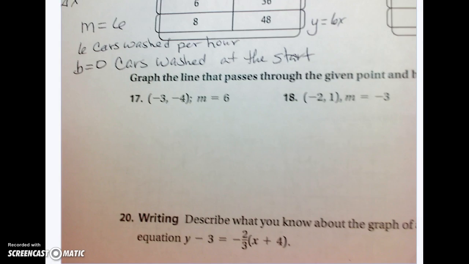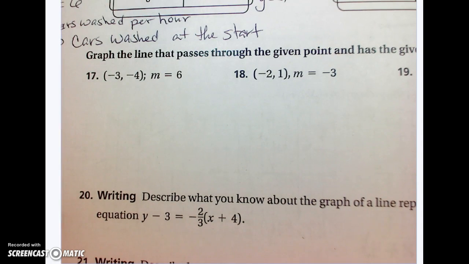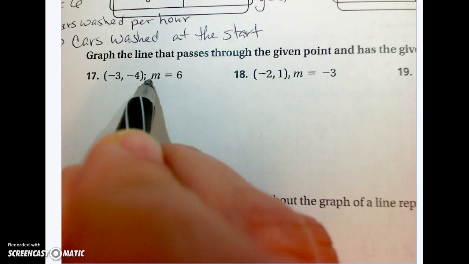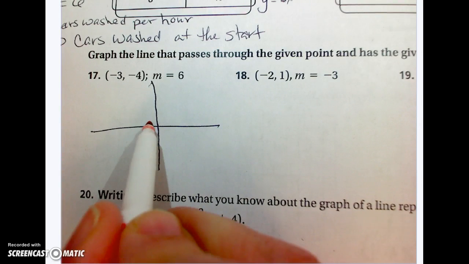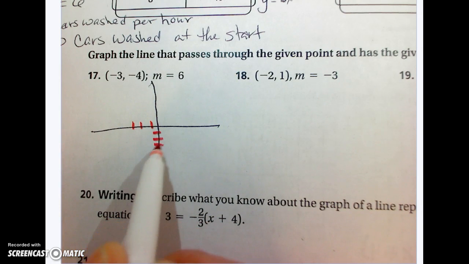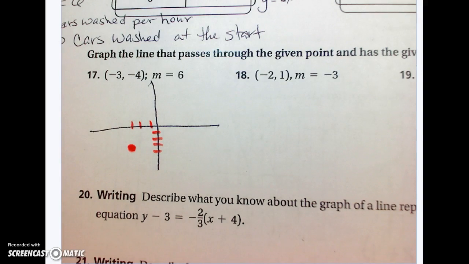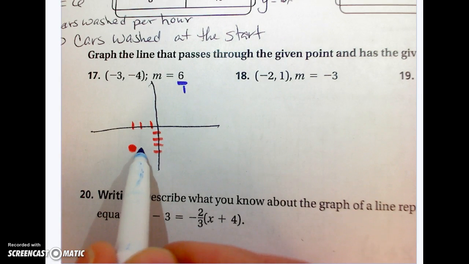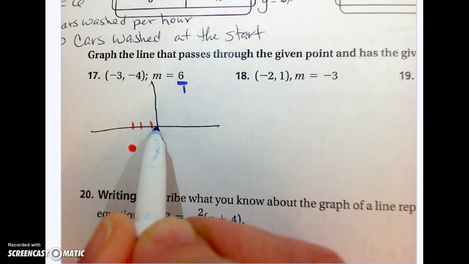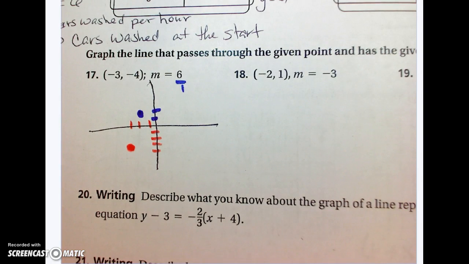Okay, the next section is graph the line that passes through the given point and has a given slope. So we're back to graphing again. So our point says that we are at a -3, -4. There's our starting point. And then our slope tells us 6 divided by 1 is 6, so I go to the right one, but I got to go up 6. 1, 2, 3, 4, 5, 6. Then I just draw a line through it.